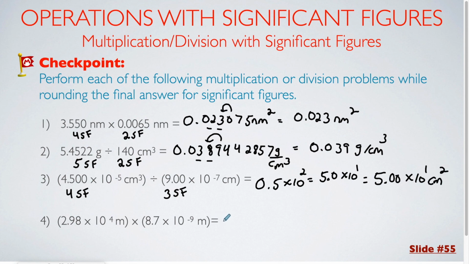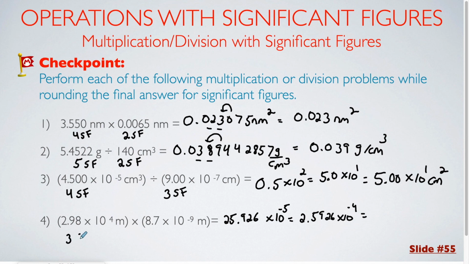All right, for our final checkpoint question, we have 2.98. We're multiplying by 8.7, so that's going to come out to 25.926, and then we're going to add our exponents. So a 4 plus a negative 9, negative 5. We're going to slide that decimal one spot to the left to make it 2.5926 times 10 to the negative 4.